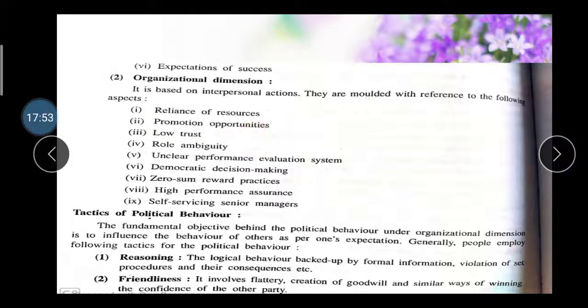Then after, the second one is promotion of opportunity. If they provide higher opportunity, then they can get higher profit. So organizations always have to find different types of opportunity, so they can get higher benefit from them. Then low trust.